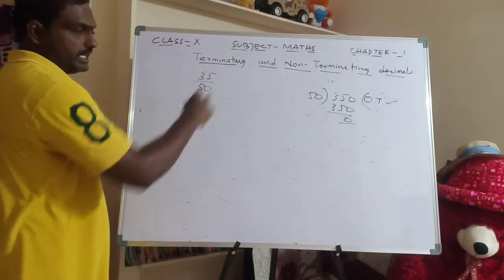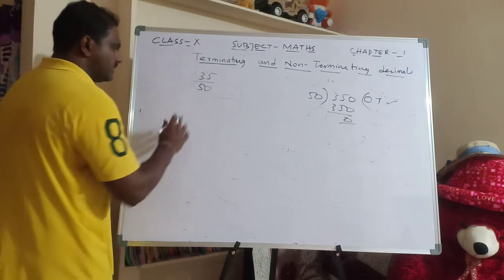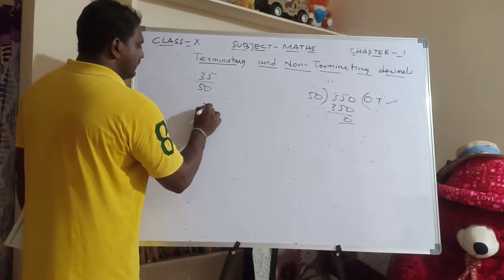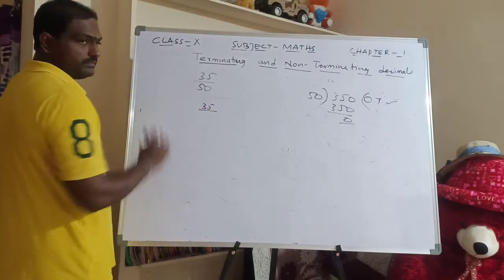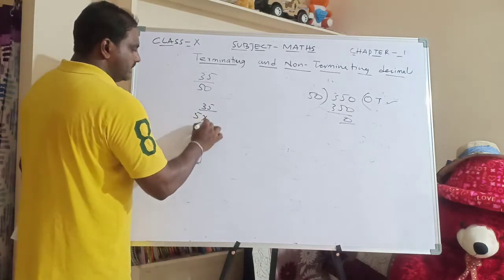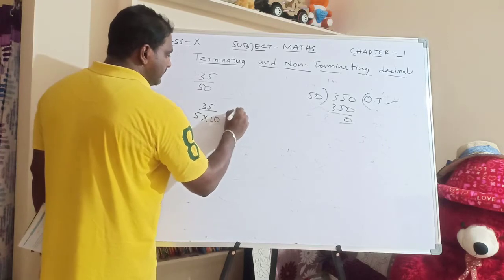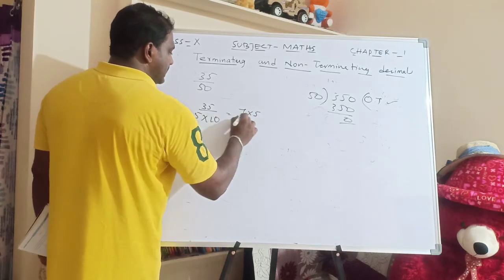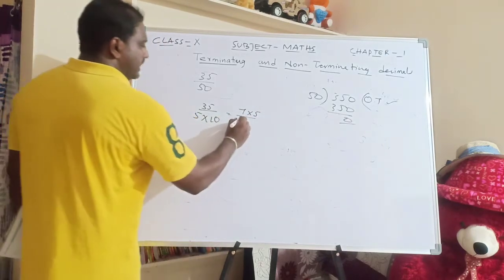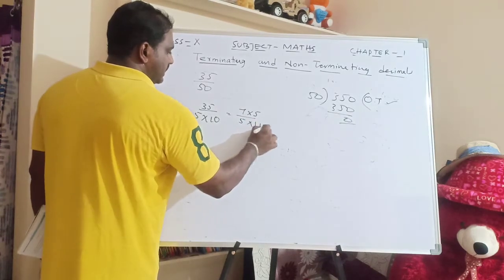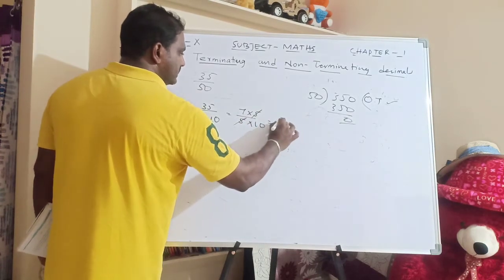Without doing that, we have to write. How to write is very simple. 35 by 50 can be written as 5 into 10. Right? And 35 can be written as 7 5s are 35 and 5 10s are 50. Now 5 gets cancelled, 7 by 10.